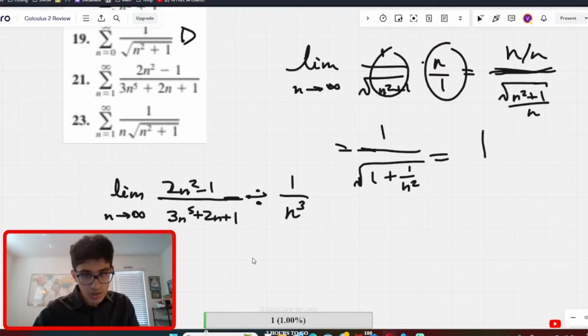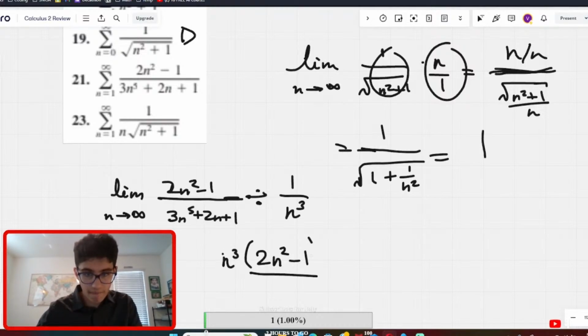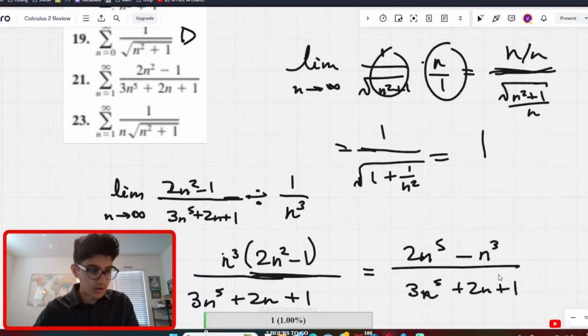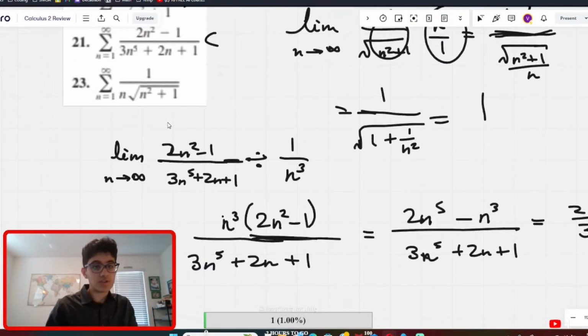So now when we do this, we basically get 2n squared minus 1. Since you're dividing by this, you're basically multiplying it by n cubed, right? Over 3n to the fifth plus 2n plus 1. This becomes 2n to the fifth minus n cubed over 3n to the fifth plus 2n plus 1. Over here they normally want you to divide it by n to the fifth and then show that everything else goes to 0, but this is just 2/3, right? So both of them converge or whatever. Same with the last one, obviously it works.